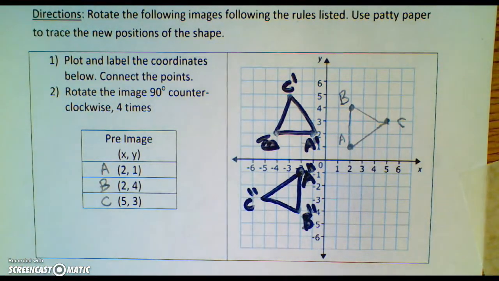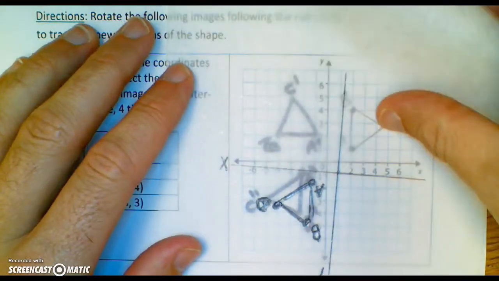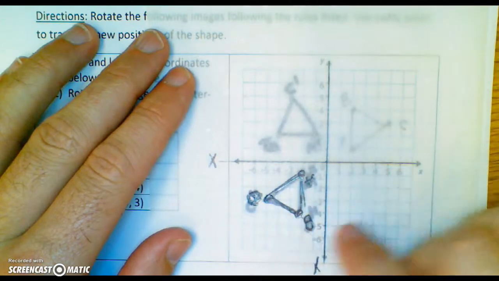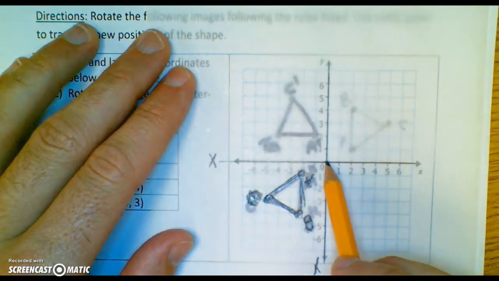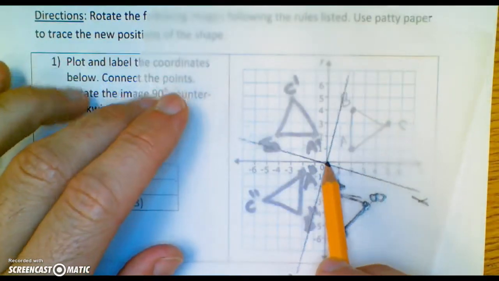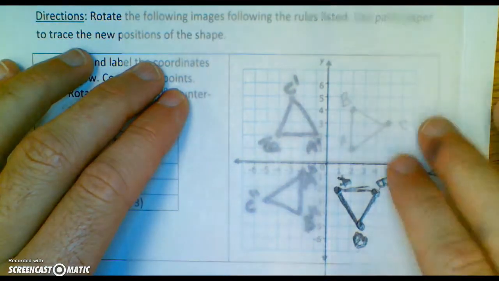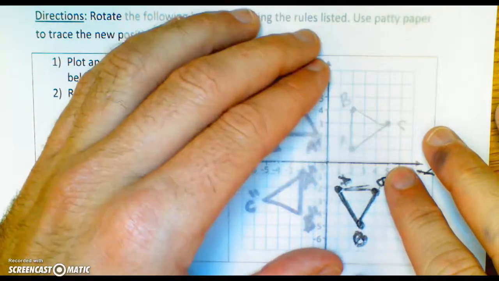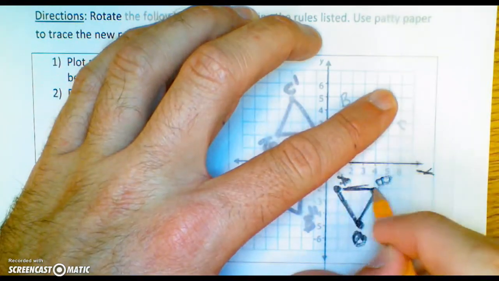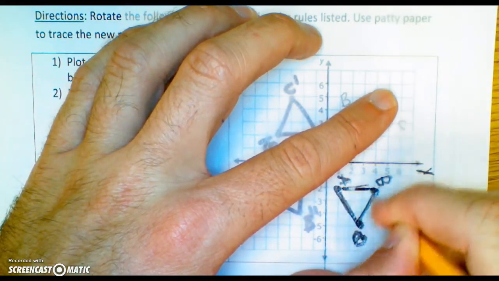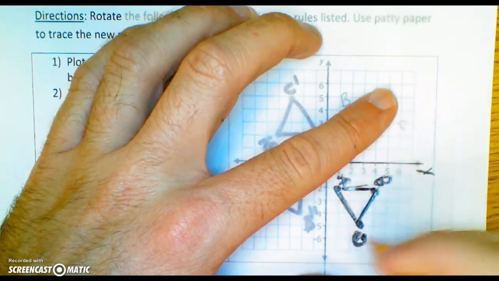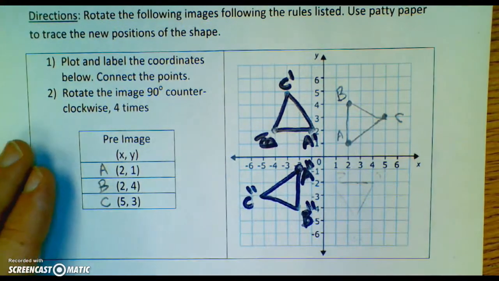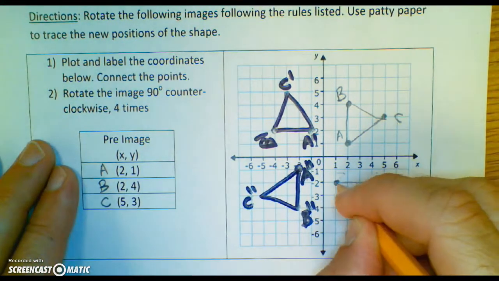Alright, one last time. Line it up again, and I'm going to spin it 90 degrees to this quadrant. I can put my pencil in the origin, press hard enough that it keeps it in place, but I can spin it, and then here's my new shape. And then trace over it again, press nice and hard. This is B, A, C. And again, there's enough of an outline where I can see the location of the shape.